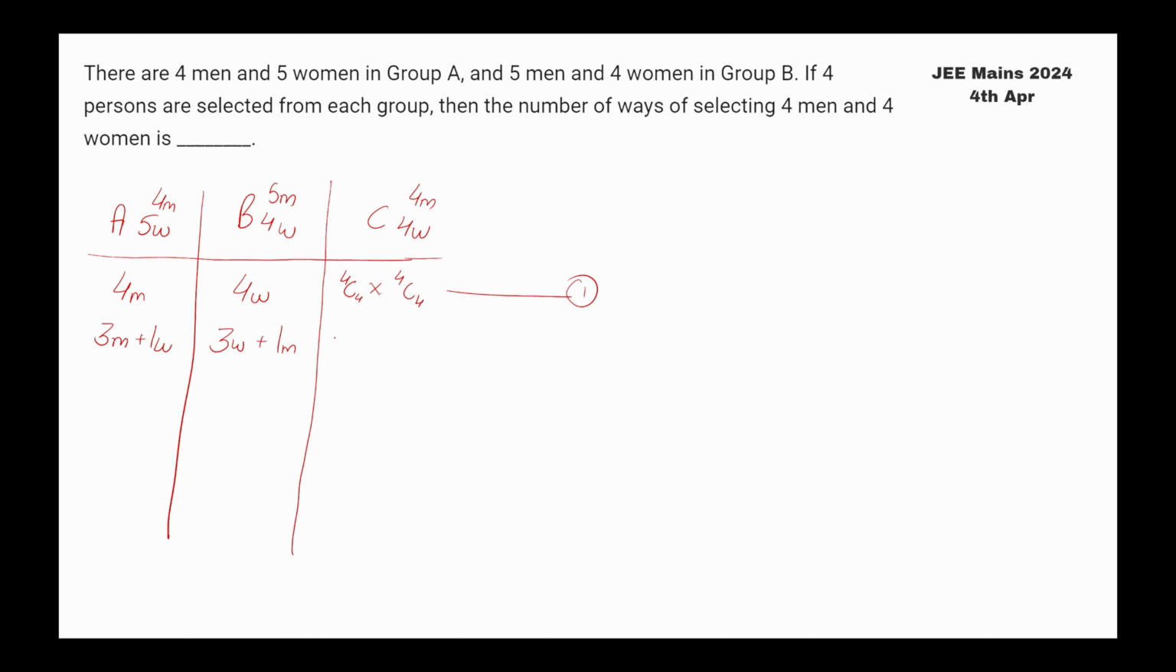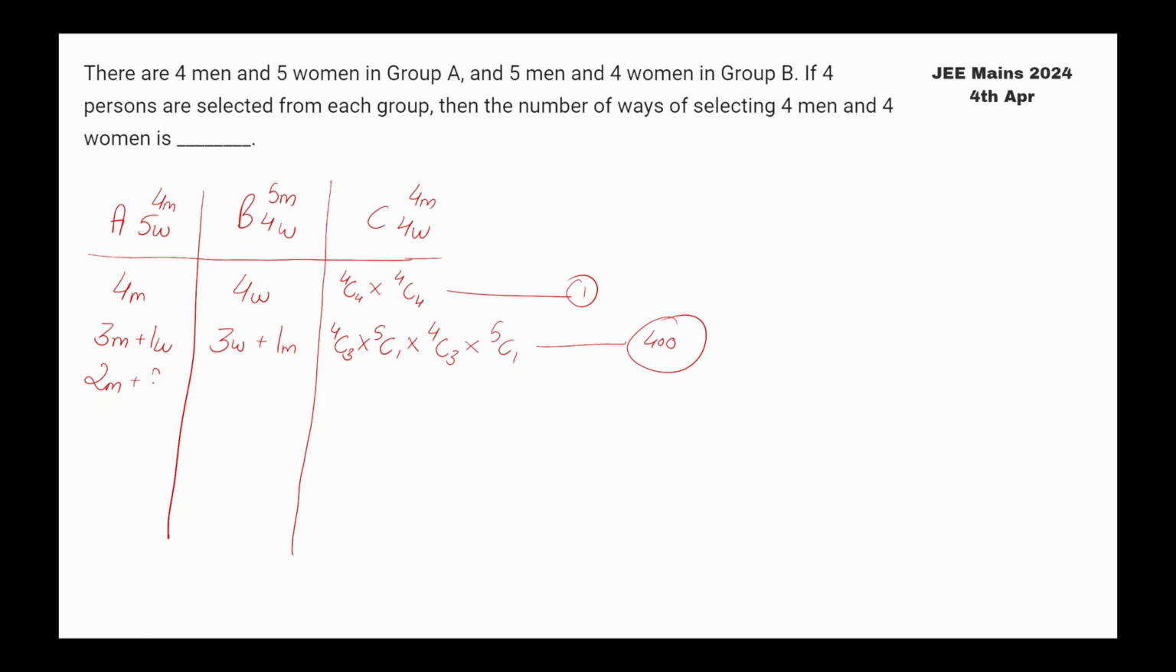so if I'm choosing 3 men and 1 woman, so this would become 4C3 into 5C1 into, and from this group B, I'm choosing 3 women from 4 women. So it should become 4C3 into 5C1. What would this become? This would become 400. 4 into 4. This would give us 16. 16 5s are 80. 80 5s are 400. Yes. Now what can be the other case?